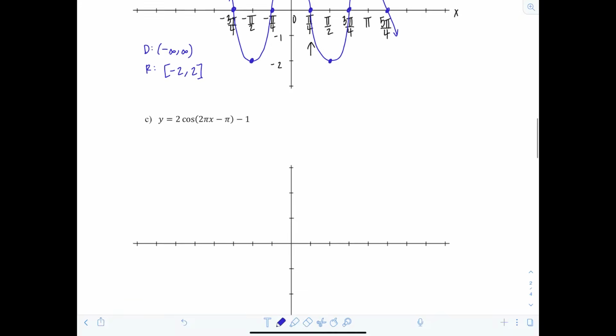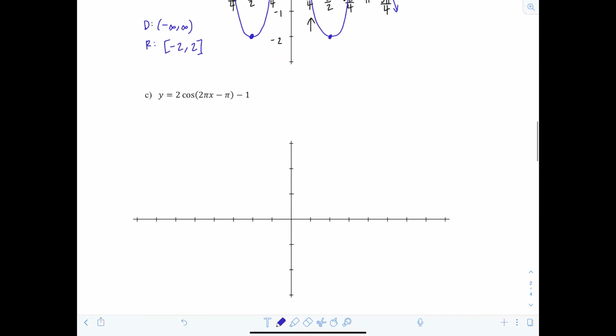Let's try another one. So y equals 2 cosine 2 pi x minus pi minus 1. All right, this one looks a little different, but just carry on like before. I'm going to factor out the coefficient on x. That way I can identify the phase shift. So y equals 2 times cosine of 2 pi times x minus.